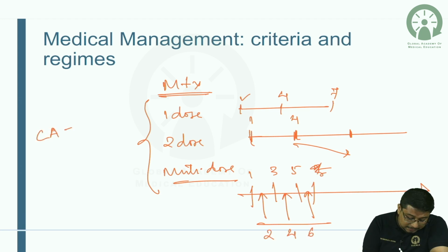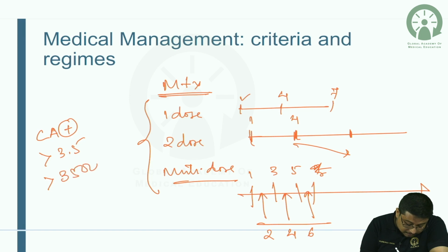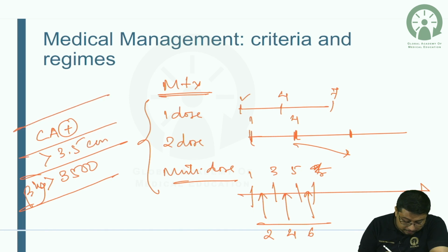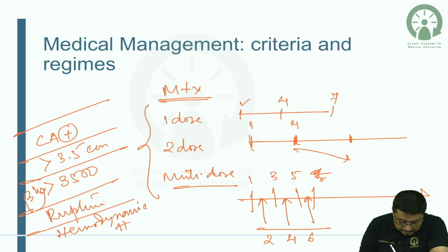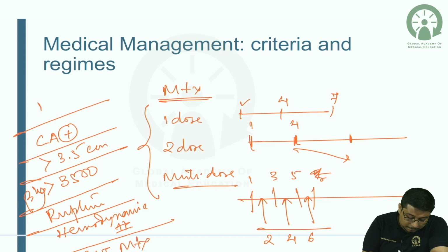Remember, if there is cardiac activity, if sac diameter is more than 3.5 centimeter, if beta HCG is more than 5000, and there is evidence of rupture or hemodynamic instability or a contraindication to methotrexate, then medical management cannot be done for that woman.